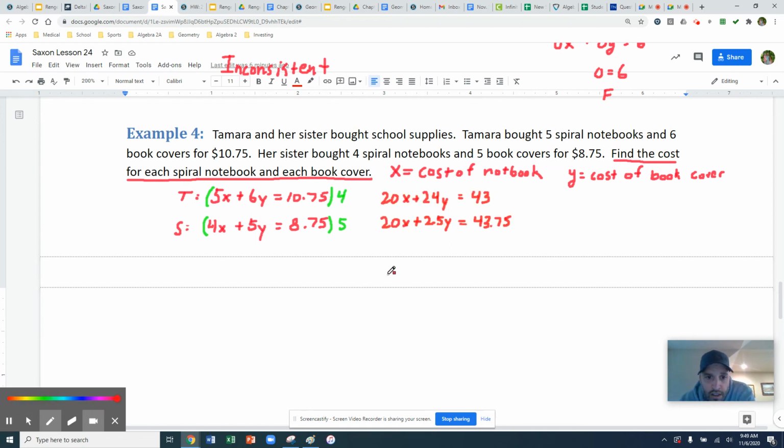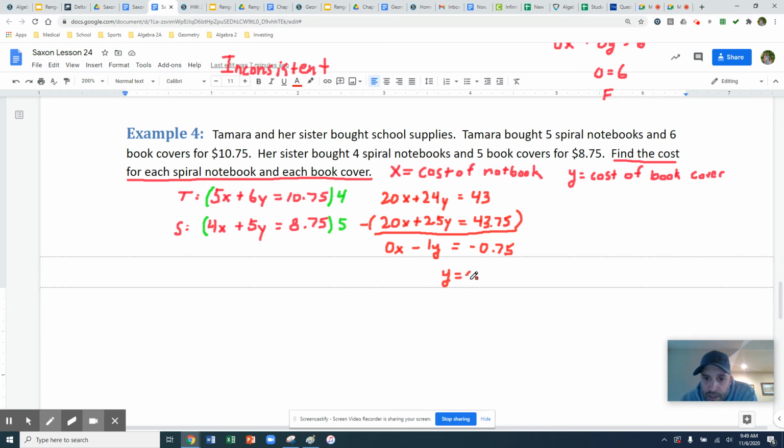So now by taking the top equation, multiplying it by 4, the bottom equation, multiplying it by 5, I've made my x's both 20. Now I'm going to subtract everything in the bottom equation. So 20 minus 20, that's what I wanted to eliminate, 0x. 24 minus 25 is going to be negative 1y. 43 minus 43.75 is going to be negative 75 cents. So that tells me, divide both sides by negative 1, that my y is going to equal 75 cents. So thinking back to our situation, that's the cost of each book cover.